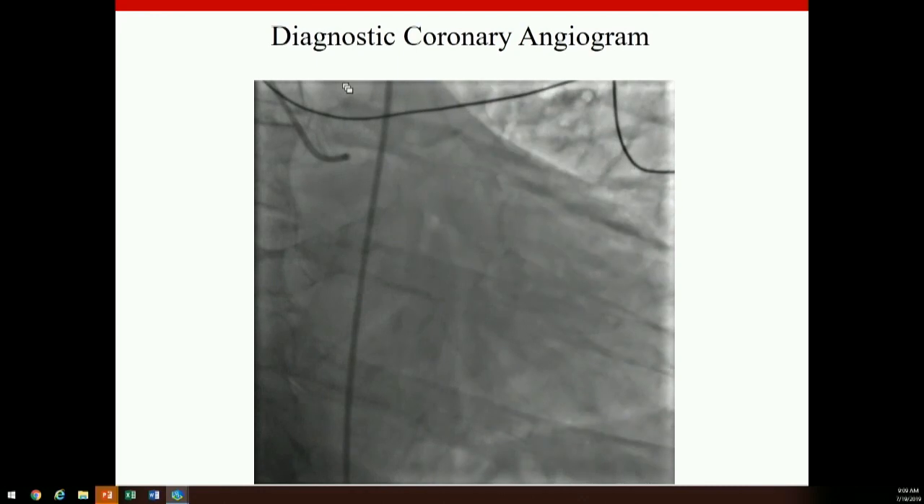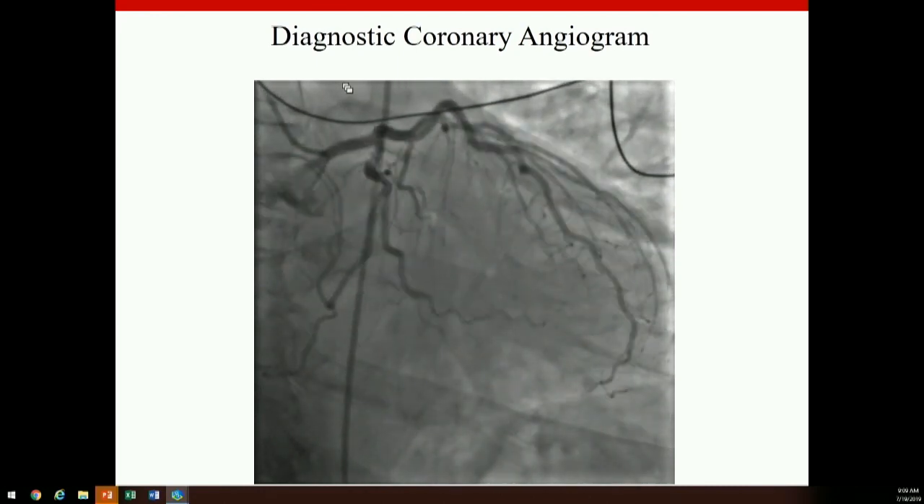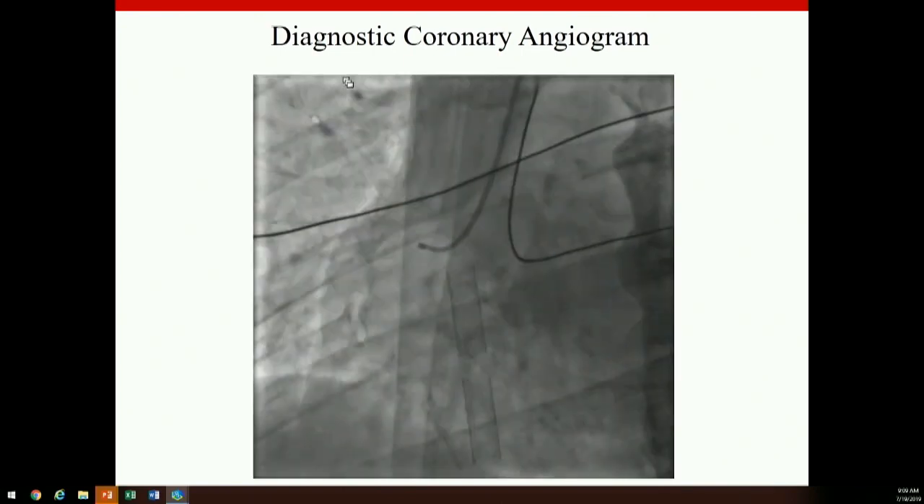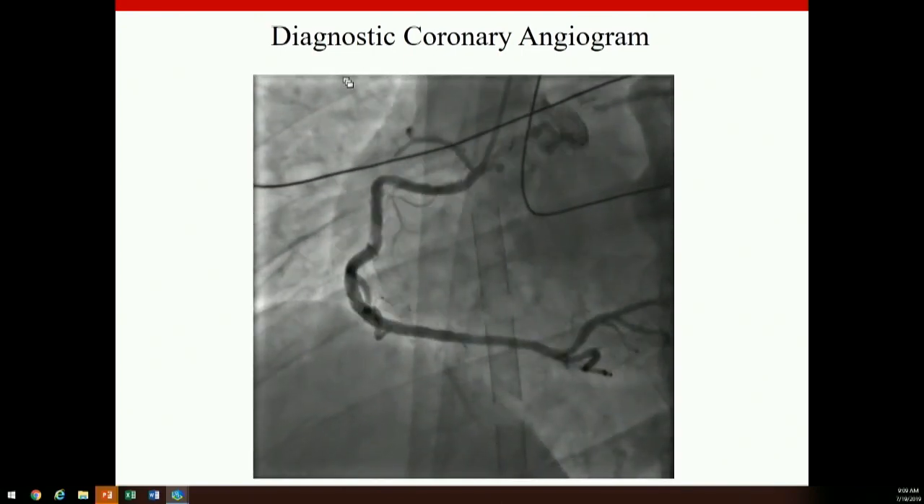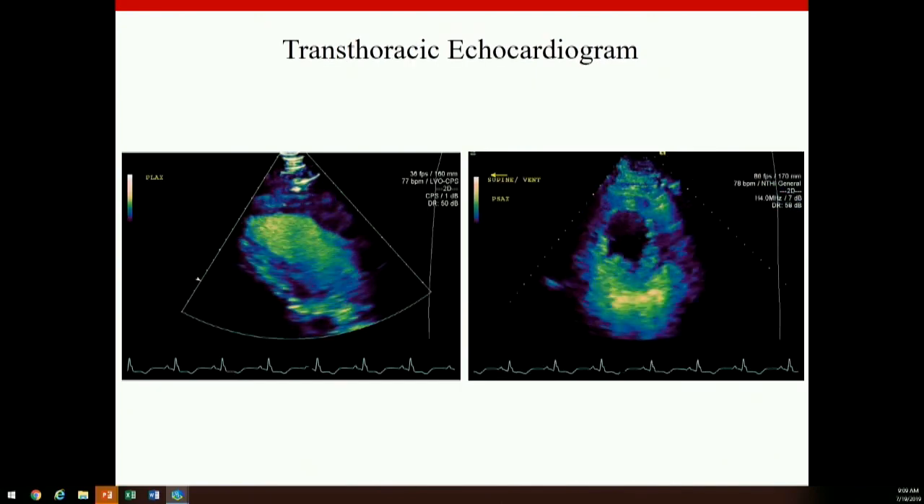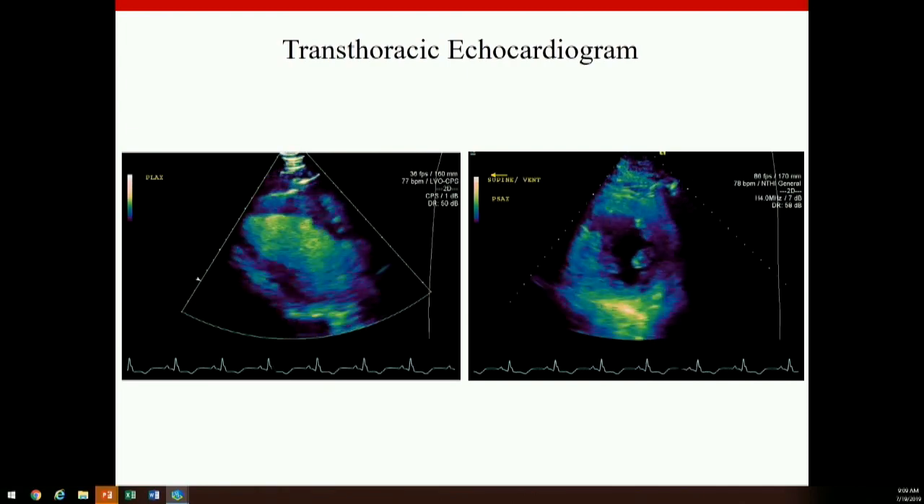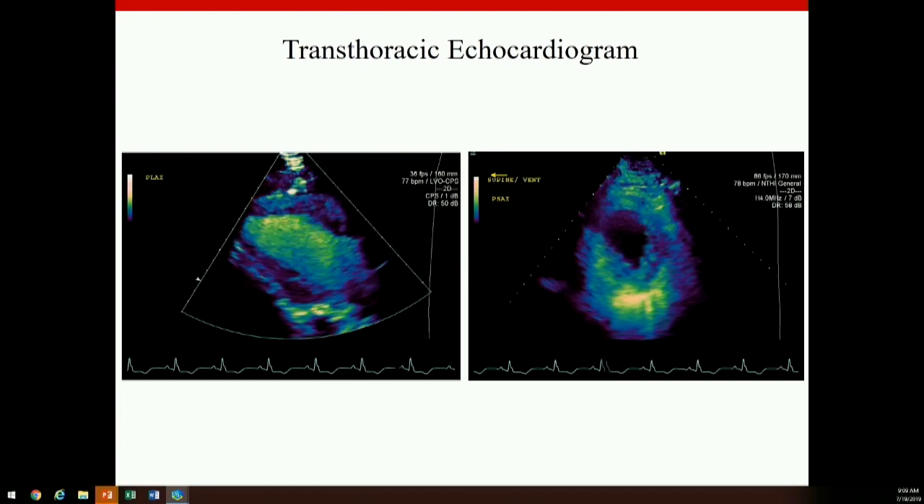Well, this gentleman, as you can see, had mild plaque, no culprit lesion seen on the left system. Again, true for the right as well. But when we obtained an echocardiogram, you can see in the parasternal long axis on the left, the short axis on the right, he had severe LV systolic dysfunction, which we found out was new for this patient.